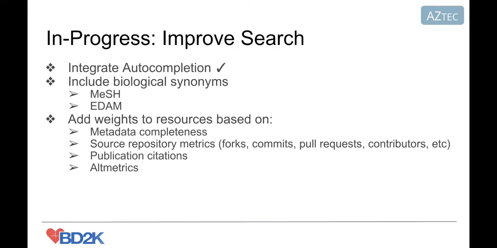We're also working on improving the search as much as possible. So we have auto-completion integrated, and Vincent showed a screenshot of that earlier. Also, we're trying to implement as many synonyms as possible so that people can find relevant tools, even if they're not using the precise term that's associated with them. So we're using the MeSH terms and the EDAM ontology to build those synonym lists.